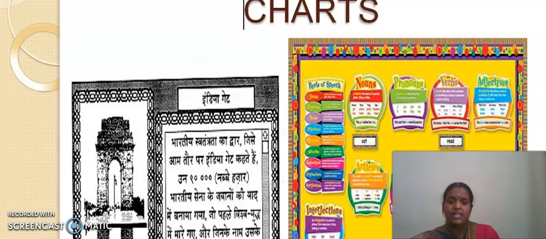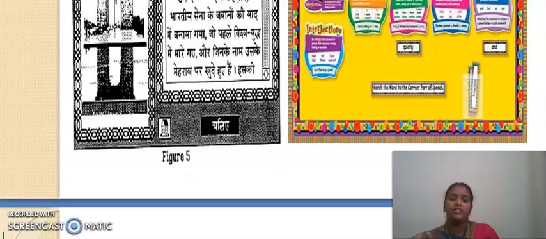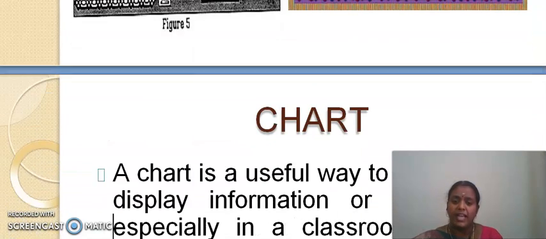The first one is chart. You can see here how the chart is being displayed. It seems to be very colorful, very attractive, and very informative because we can give so many information in a single chart. Okay, so this is a colorful chart I have given.